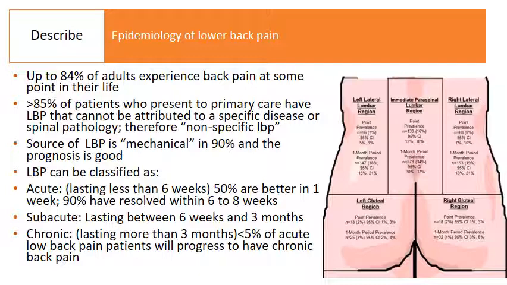Low back pain can be classified into 3 categories: acute, subacute, and chronic, with acute lasting less than 6 weeks. 50% of these patients get better within the week, with 90% of them having pain resolved within 6 to 8 weeks. If it goes on more than 6 to 8 weeks but less than 3 months, we term that subacute low back pain. Pain persisting more than 3 months, which happens in less than 5% of acute low back pain patients, we call chronic low back pain.